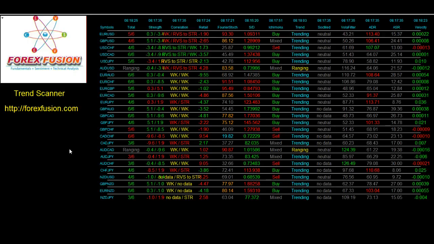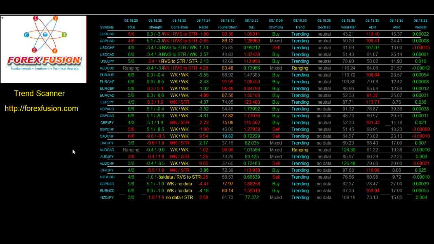So let's talk a little bit about the individual columns. And before we do that, of course, the first column is the symbols. You can put up to 35 symbols at one time into the scanner, anything that's in your market watch. And the top row here is the timestamps. The scanner does pull data from the Forex Fusion servers, which are located on the East Coast of the United States.